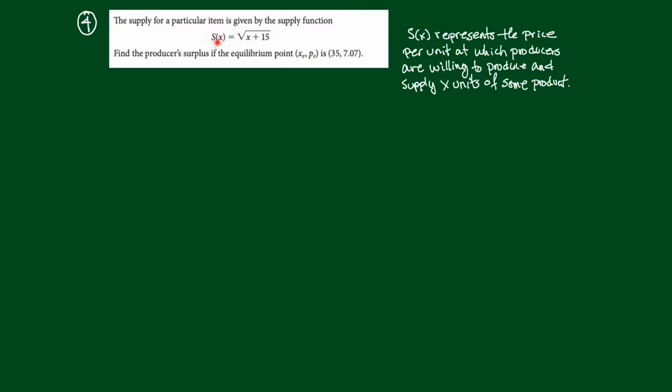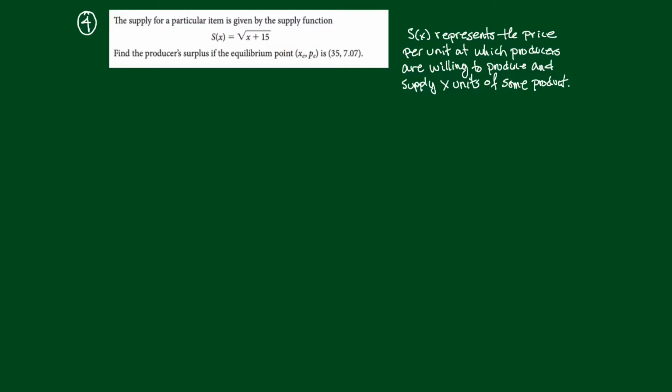Let's talk about this one right here. What is S of x? Well, S of x represents the price. So it's a price, a dollar amount. It represents the price per unit of some product at which producers are willing to produce and supply x units of some product. So that's what x is right here. x is the number of units that a supplier is willing to produce and supply to the market at that price. And that price right there is really going to be related to this.